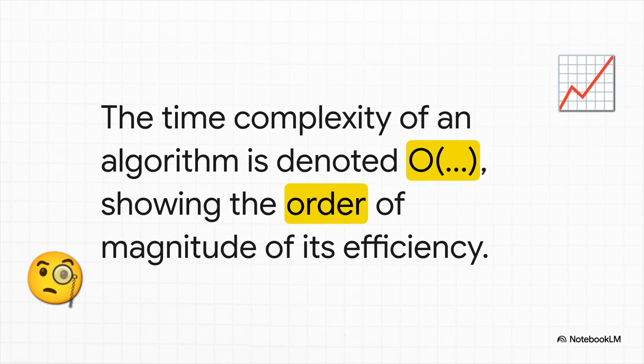We use this special notation called Big O. It looks just like this, a big capital O with some stuff in parentheses. This is the industry standard for talking about an algorithm's performance. And what's so cool about it is that it lets us ignore all the little details and focus only on what really matters, how the runtime scales as the input gets huge.